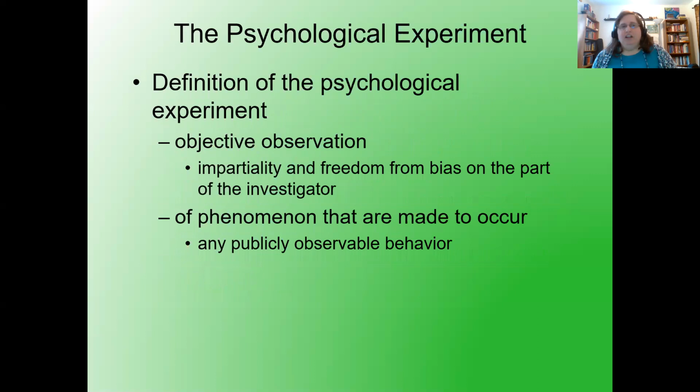So we have objective observation. We want to have impartiality and freedom from bias on the part of the investigator. So we're going to set up our experiment to help ourselves, because we're all biased in some way or other. As hard as we try to be completely impartial and completely free from bias, the minute we set up a hypothesis, we want a study to go a certain way. Right?